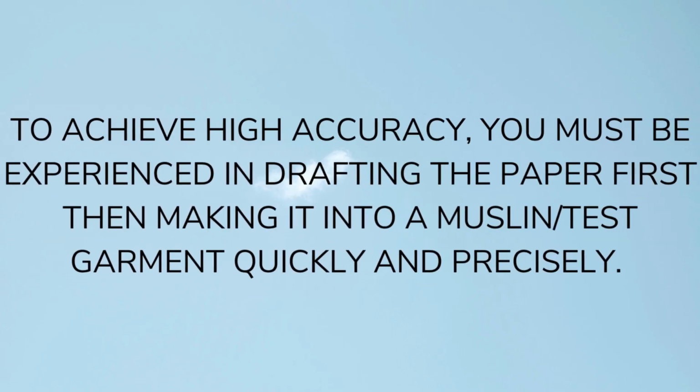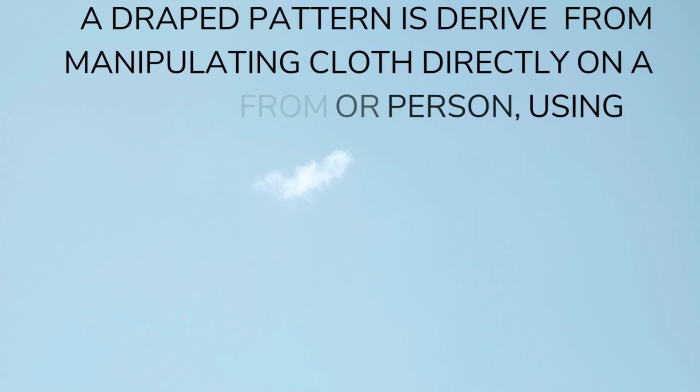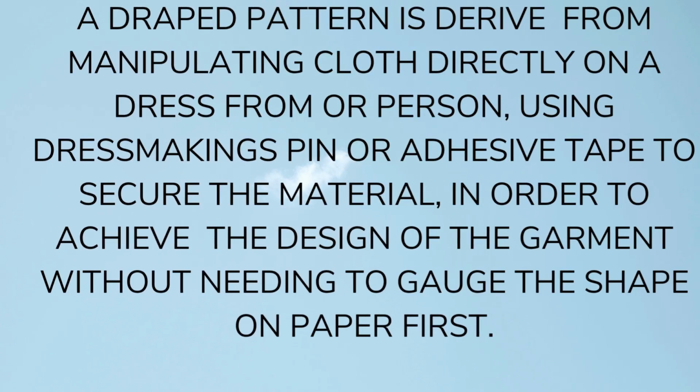To achieve high accuracy, you must be experienced in drafting the paper first, then making it into a muslin, test garment quickly and precisely. A draped pattern is derived from manipulating cloth directly on a dress form or person, using dressmaking pins or adhesive tape to secure the material, in order to achieve the design of the garment without needing to gauge the shape on paper first.